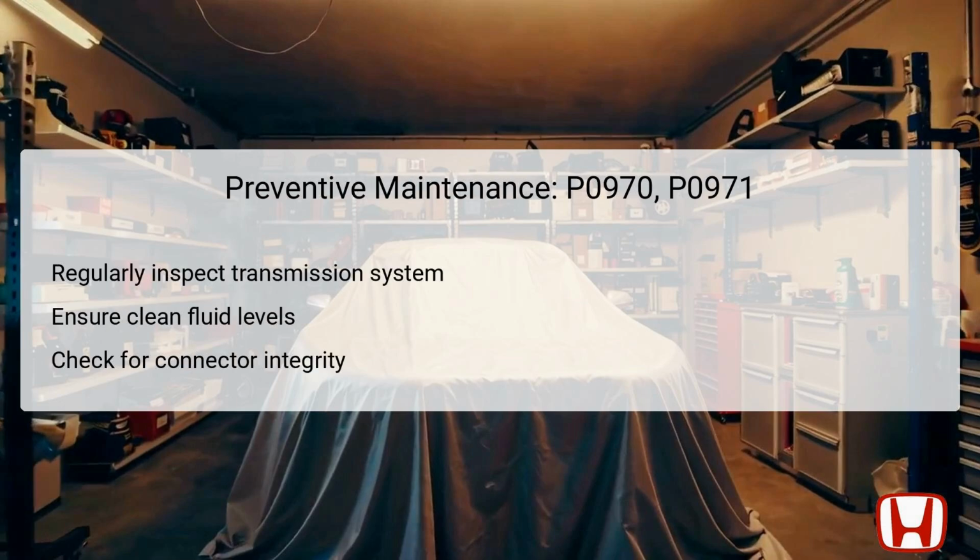Preventive maintenance is crucial to avoid future occurrences of DTC P0970 and P0971. Regular inspections of the entire transmission system can help identify potential weaknesses or failures before they develop into major issues. It is equally important to ensure that transmission fluid levels are clean and at the appropriate levels. Dirty or insufficient fluid can lead to reduced functionality.